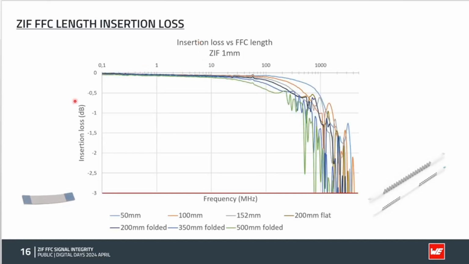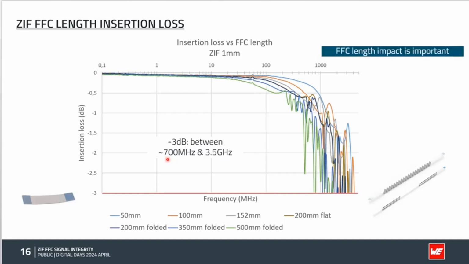This is the same scale, insertion loss in decibel here. At minus 3 dB, you see that for the 50 millimeter, you've got a bandwidth of 3.5 gigahertz, which is really, really high. And at 500 millimeter, you've got a bandwidth of 700 megahertz, which is also really high. So you can really work with the ZIF and the FFC. And of course, the signal integrity will decrease when you increase the FFC length.